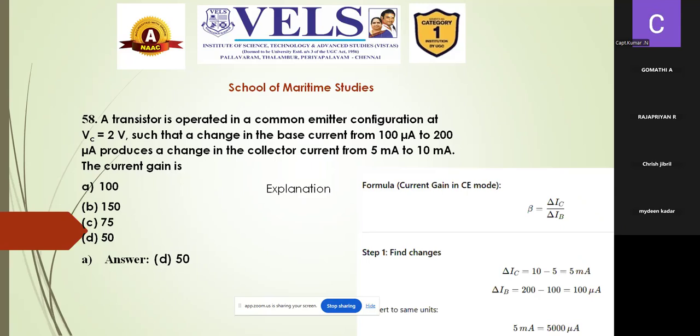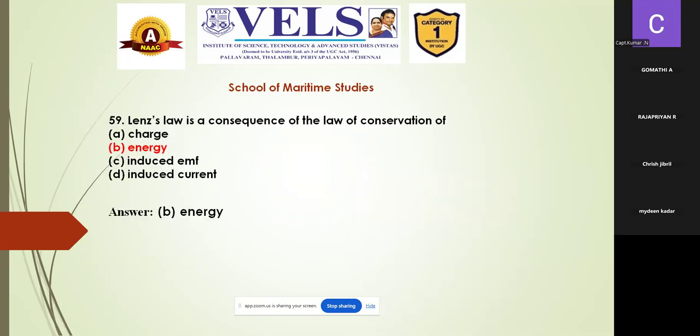So change in collector current is equal to 10 minus 5, so 5 milliampere. Change in base current, which means 200 minus 100, is equal to 100 microampere. We can solve: beta is equal to 5 into 10 power minus 3 divided by 100 into 10 power minus 6. So the answer is 50.